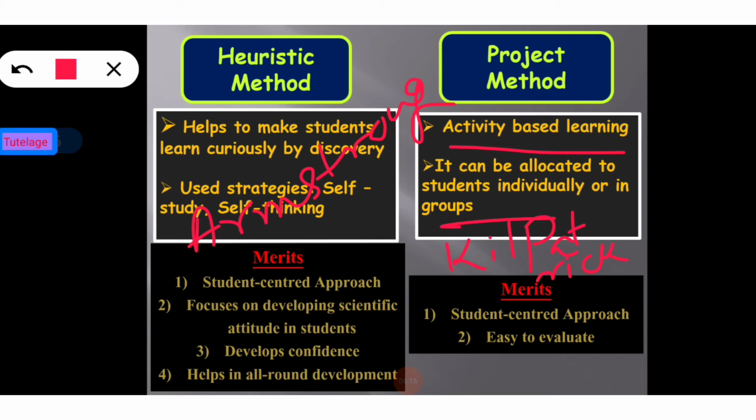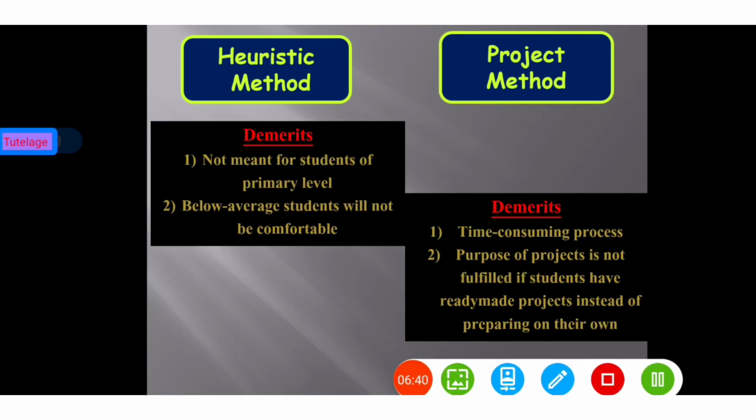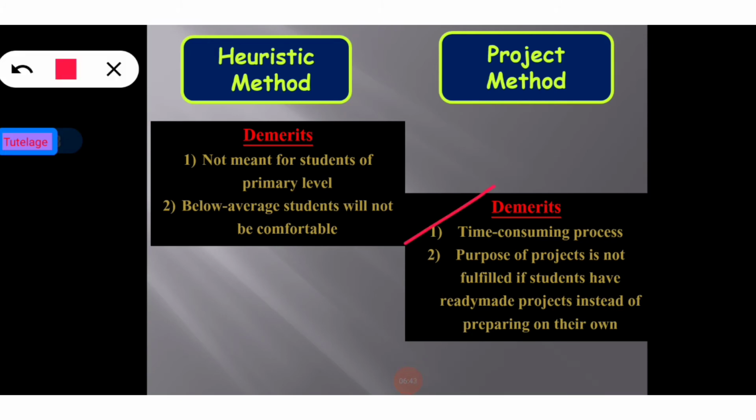So now move on to some merits of the project method. The first merit, and one of the most important merits of the project method, is that it is a student centered approach. And now going to the second point, it is easy to evaluate also. So now move on to some demerits of the project method. So the first one is that it is a time consuming process, which is one of the most important demerits of the project method.